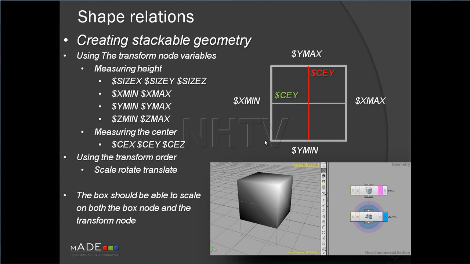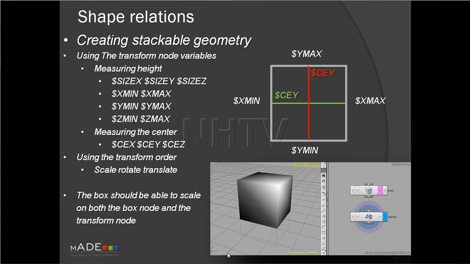Now you have also the centroid, CEX, CEY and CEZ. So these are giving you the center of the object, as you can see over here with these lines. And then the third set of information that you can get from the bounding box is the size. So that's just the length of the object, the width, and the height of the object.